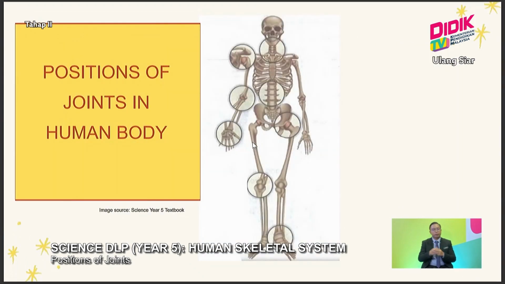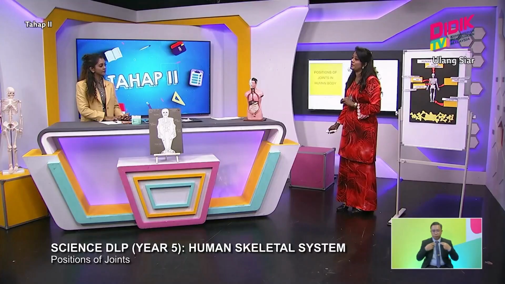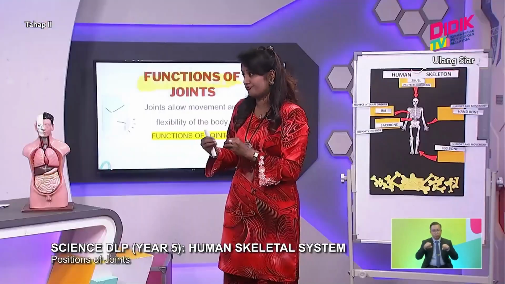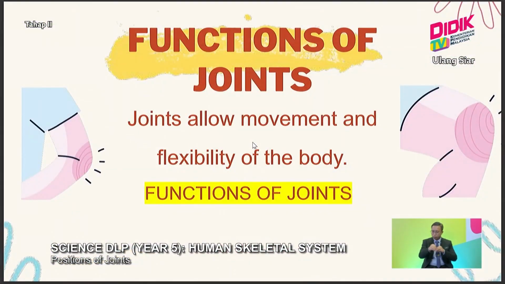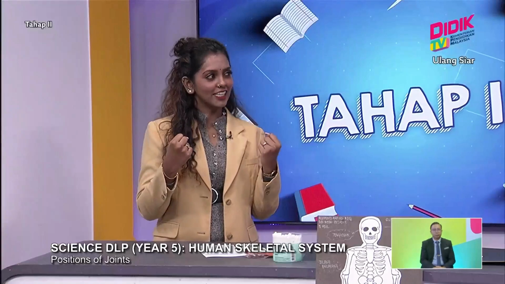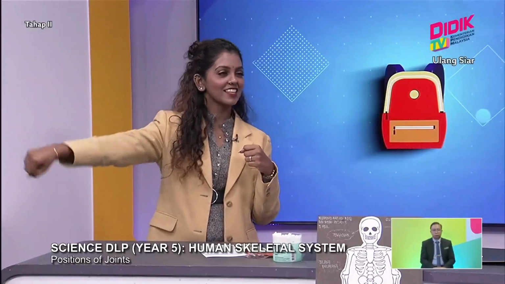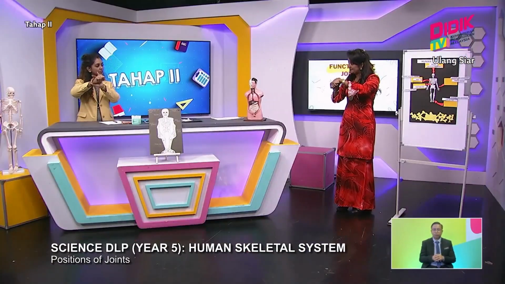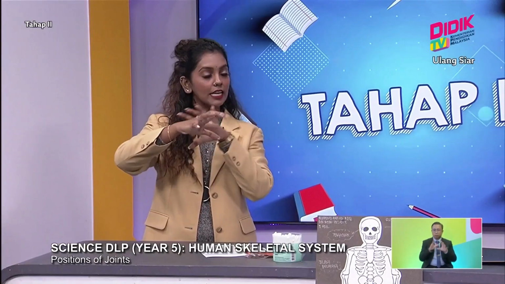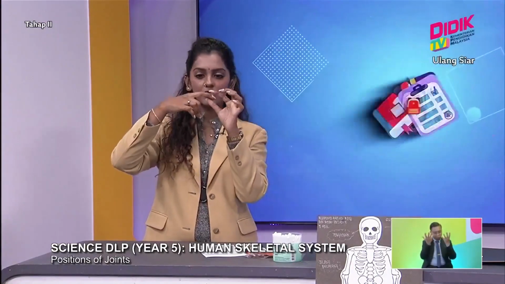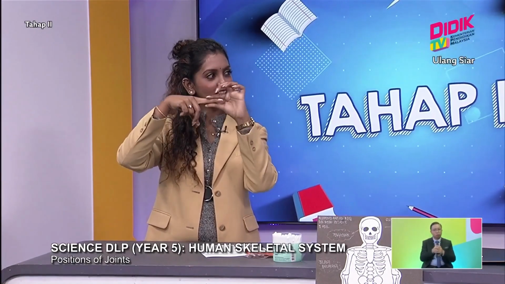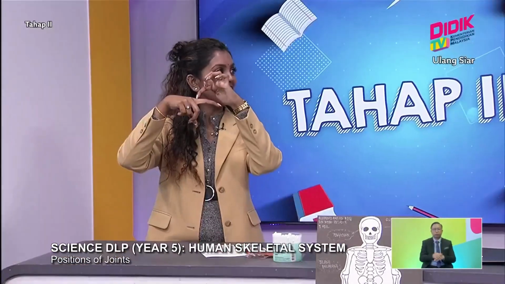Next, we are going to learn about the positions of joints in the human body. There are a few positions of joints. Joints have a function: they make us move. Let's say you want to move your hand. There are a few joints that work there, at the wrist and at your fingers. Even one finger has three joints: one, two, three.